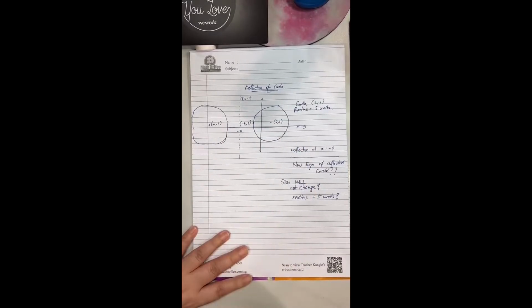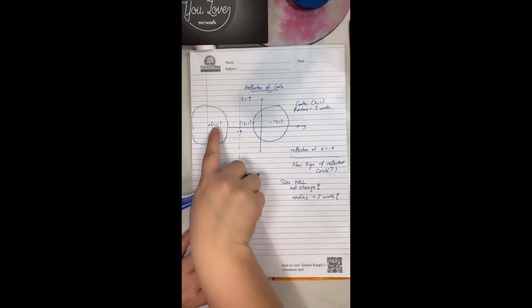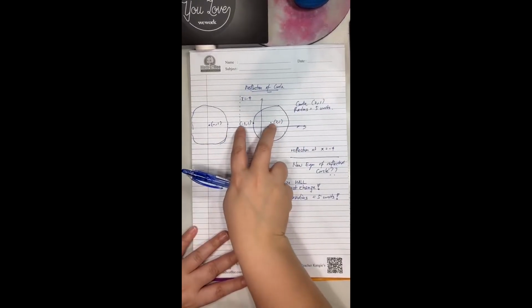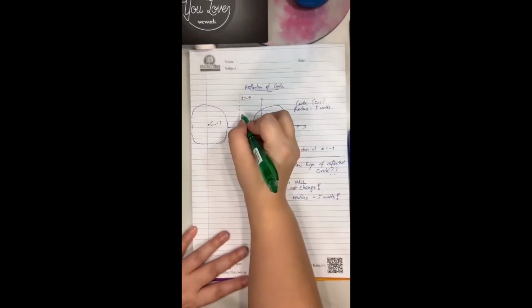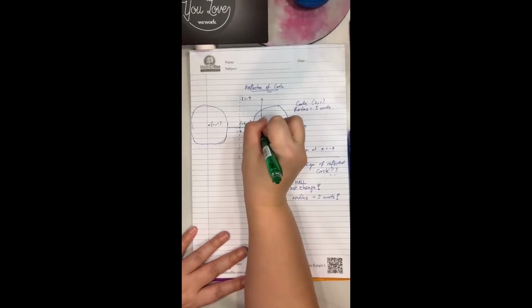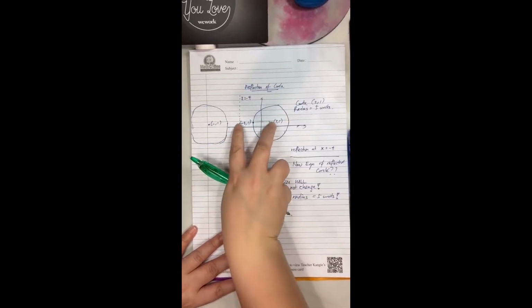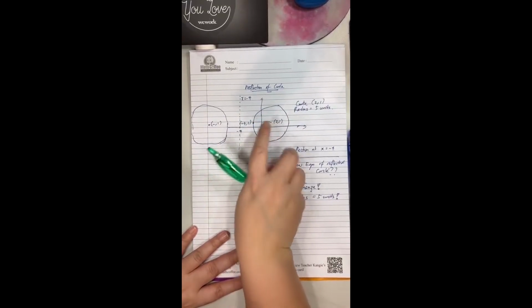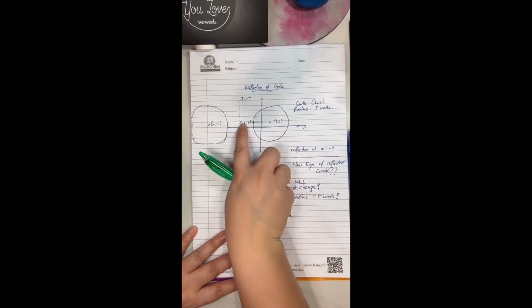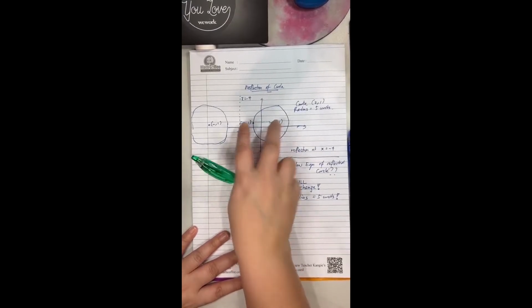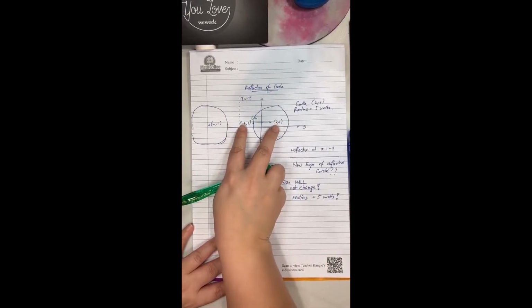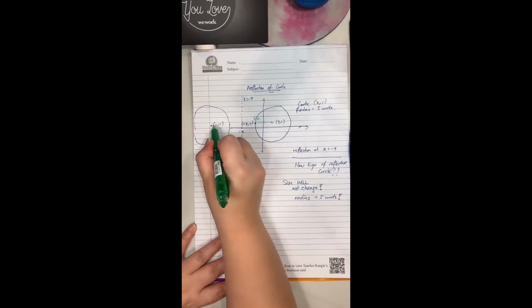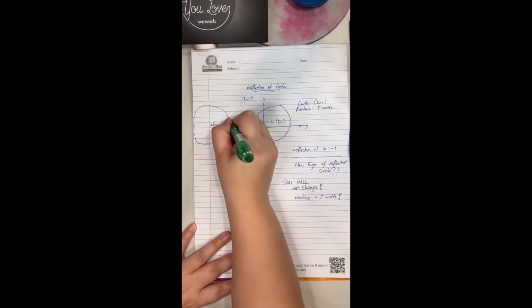And what is the x coordinate? You ask yourself, from here to here, how long is this? 2 to -4, the distance is 6, correct or not? 6 units, right? So that means from here to here also must be 6 units.